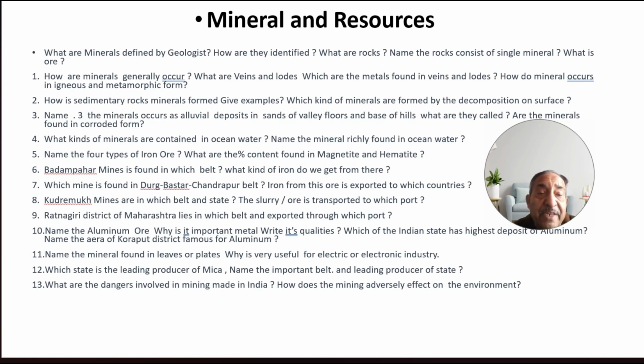Kudremukh mines are in which belt and state? The slurry of ore is transported to which port?